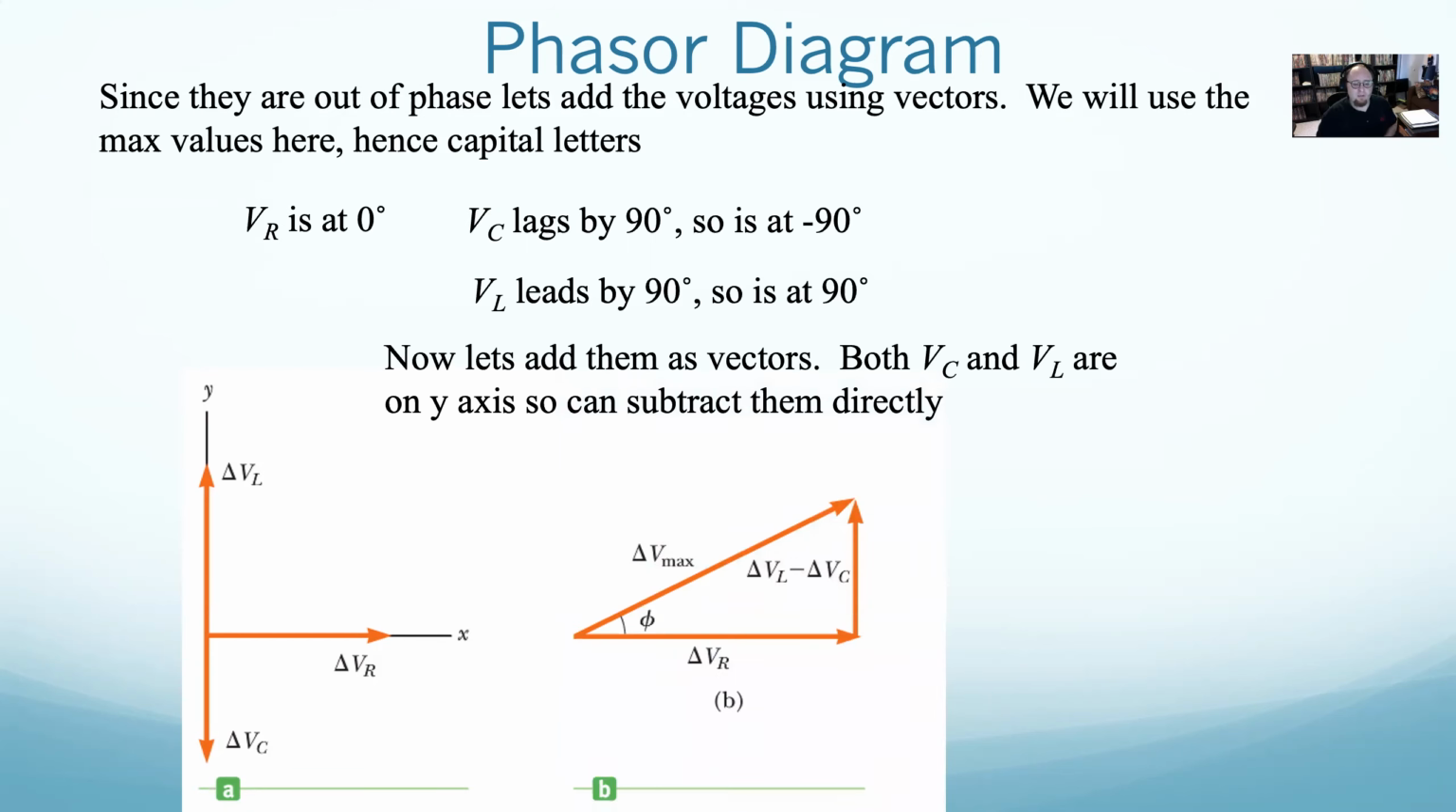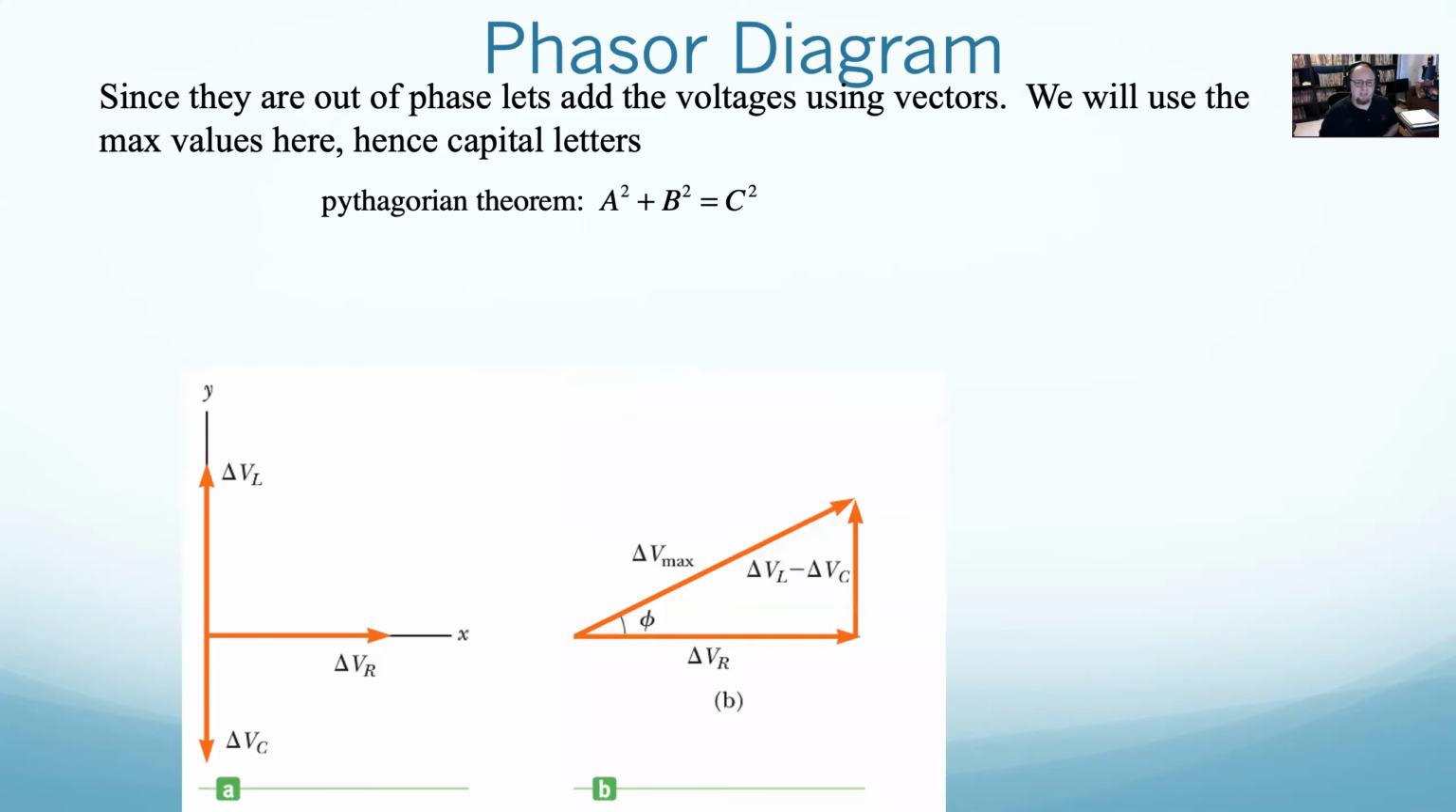And if the y component of my vector is VL minus VC, I can find the magnitude of my vector when I add them together. Well, now I just have a nice right triangle. I can use the Pythagorean theorem and say that the voltage of R squared plus the voltage on the inductor minus capacitor squared, and take the square root.